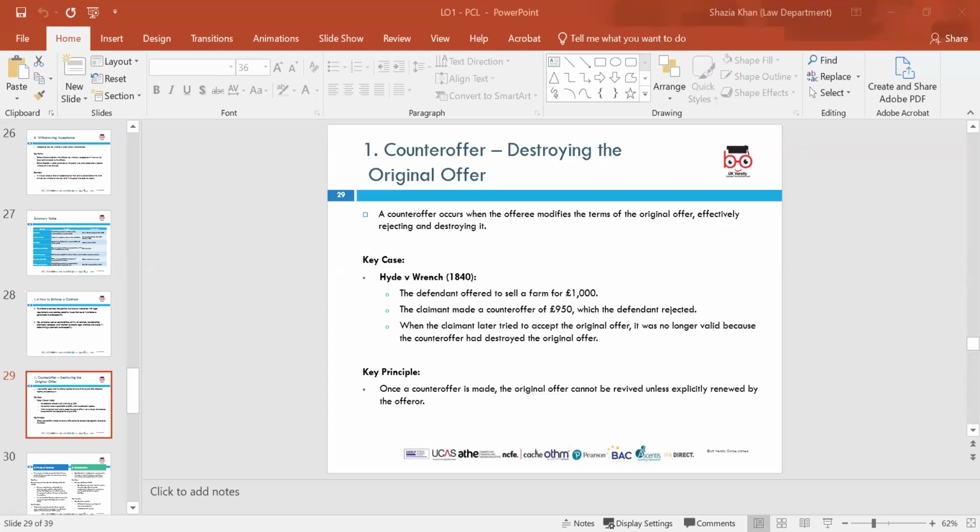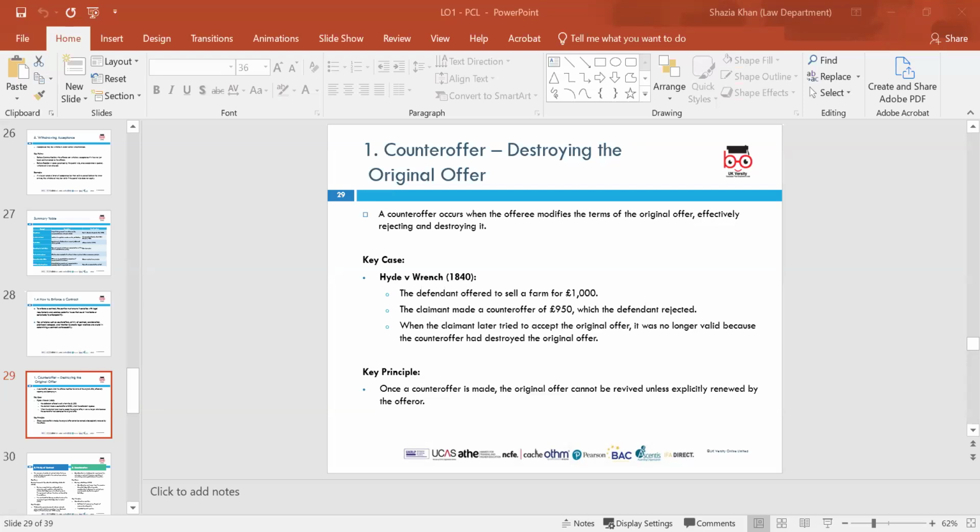And the case in regards to that was Hyde and Wrench in 1840, where the defendant offered to sell a farm for £1,000. The claimant made a counter offer of £950, which the defendant rejected. When the claimant later tried to accept the original offer, it was no longer valid because it had been destroyed by the counter offer.